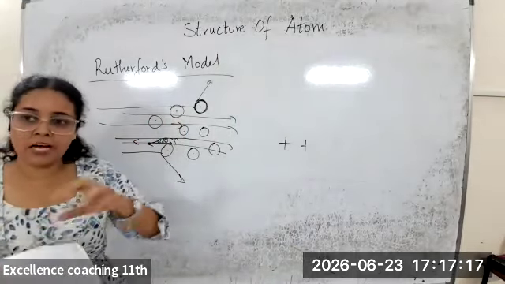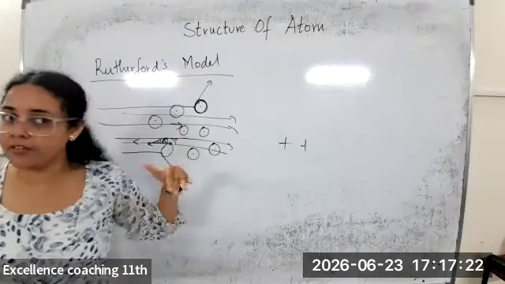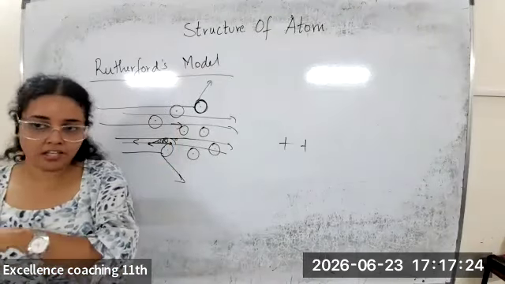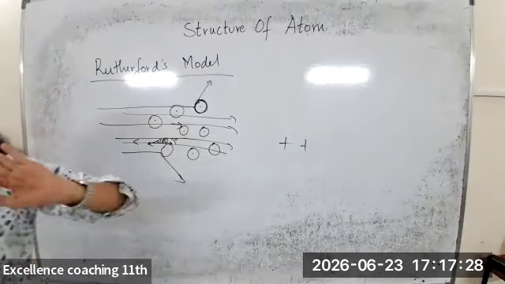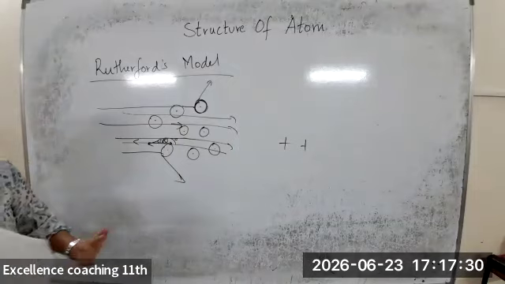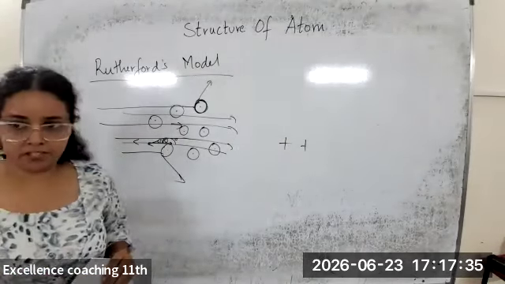So there was some repulsive force, because of which they changed their direction and got repelled. They weren't able to move straight and reach this point. That was the second observation. For the third observation, he calculated the size of the atom and the nucleus.